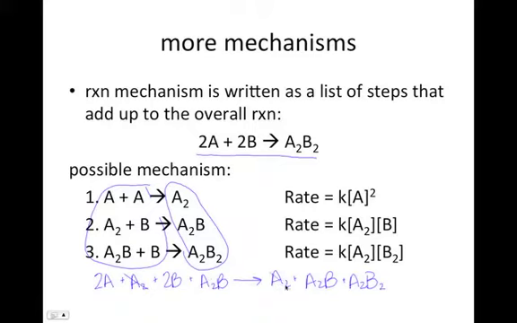And then if you cancel out the things that are the same on both sides, like this A2 here, we can cancel that out. We have an A2B, we can cancel that out. And you'll notice that what's left over adds up to the overall reaction. So this is just a possible mechanism. Is it right? Who knows? And then the rate laws for each of these reactions are written here. And the fact that this is a 2 is not because you have 2 A's turning into A2. It has to do with the rate order with respect to A.